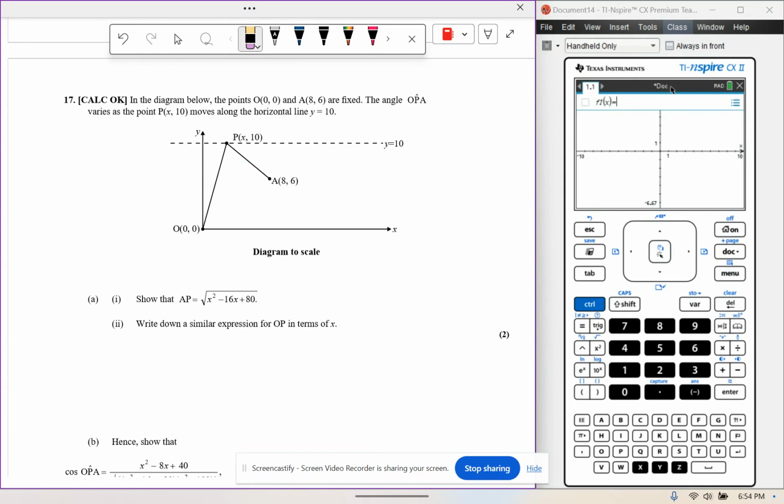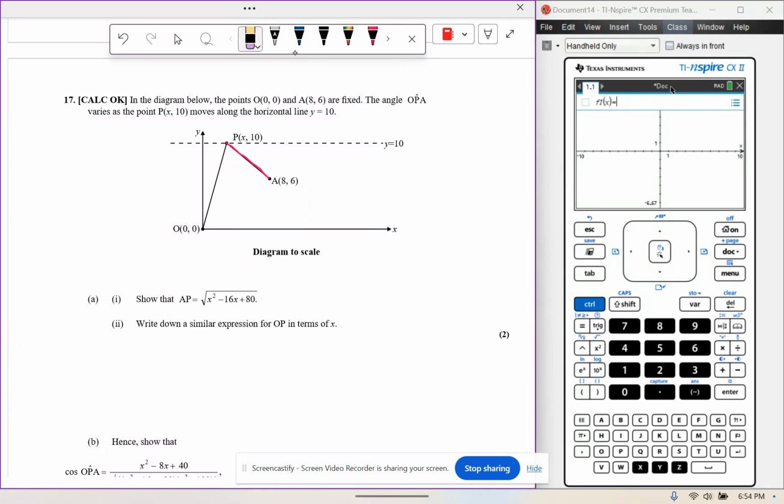It says show that AP is equal to the square root of x squared minus 16x plus 80. Okay, so I see 2 points in the coordinate plane. I'm trying to find the distance between those 2 points, and AP has a structure that looks very much like the distance formula.